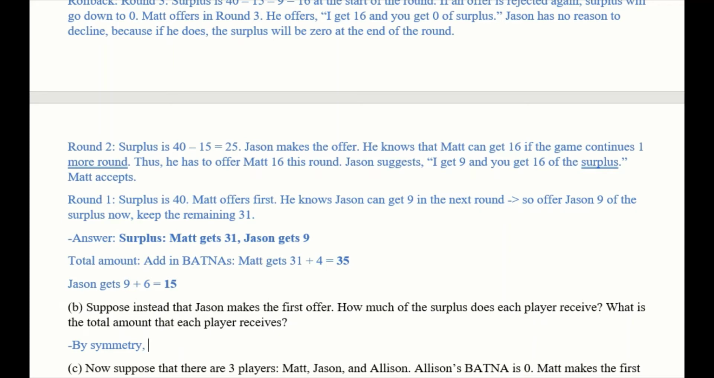So, to be clear though, with these kind of questions, you can appeal to symmetry for a division of the surplus. You can't do that for the total amount. Total amount depends upon BATNAs. BATNAs might not be symmetric, and BATNAs in this case aren't symmetric. So in part A, I got 31 of the surplus, and Jason got 9. However, now Jason makes the first offer, not me, so it's going to be flipped.